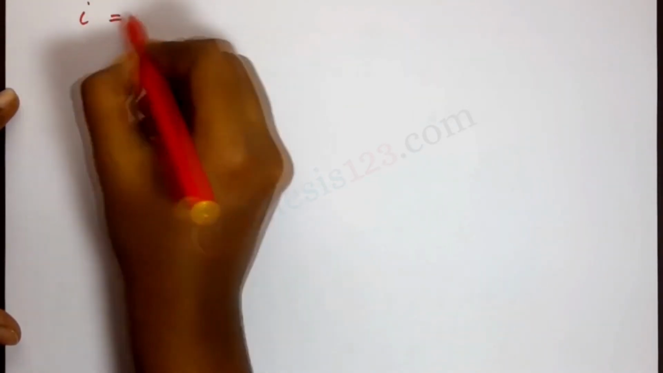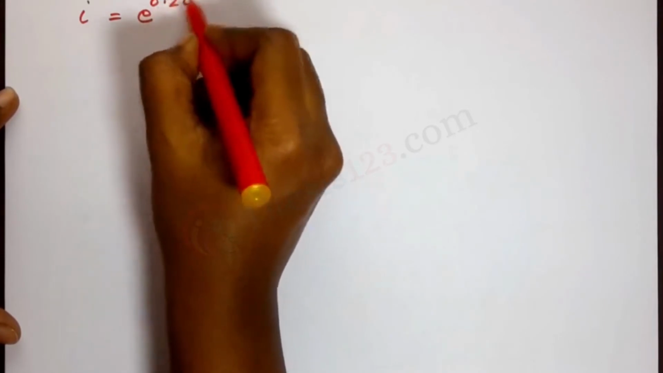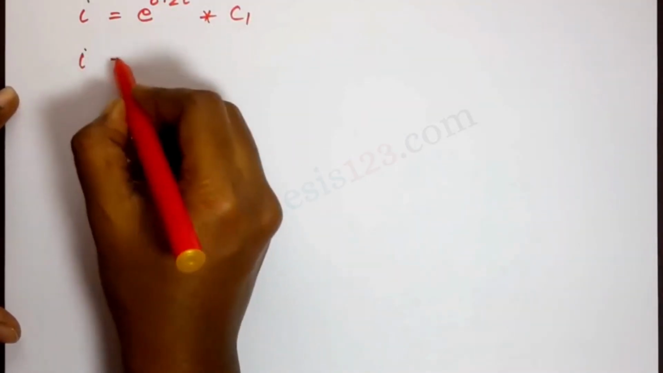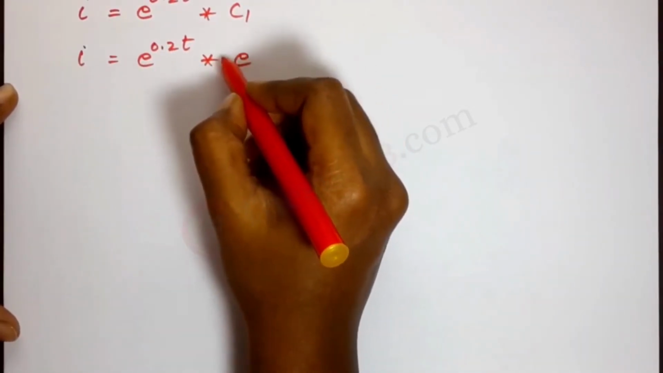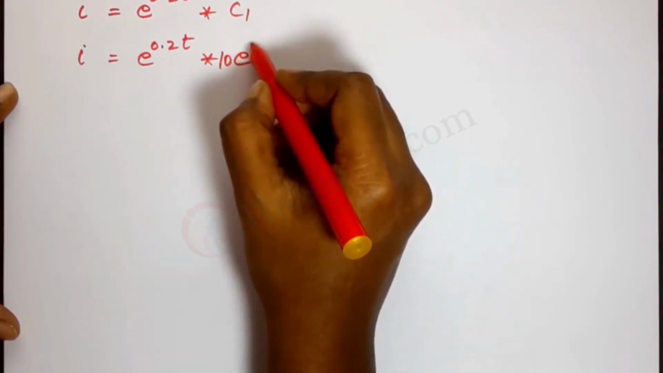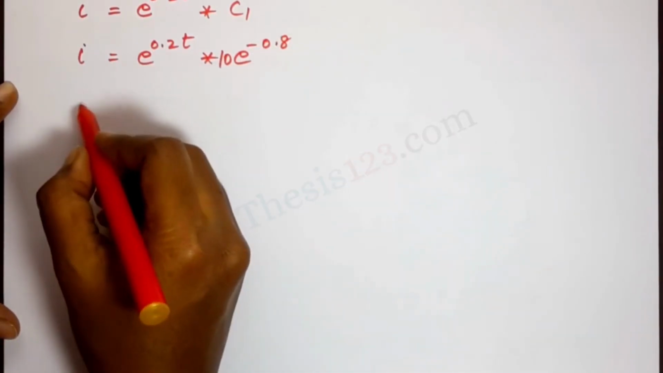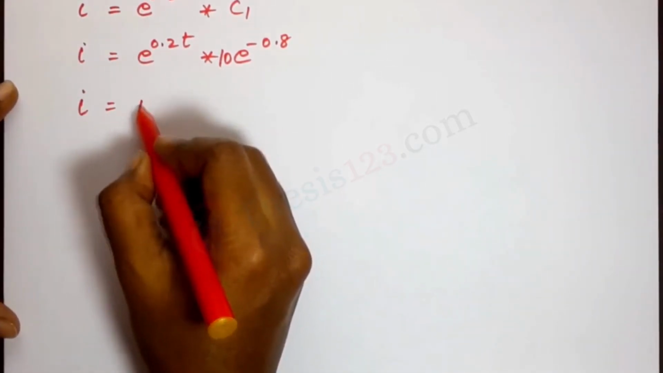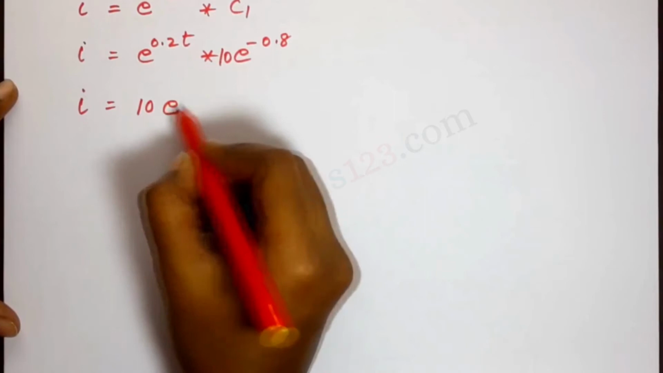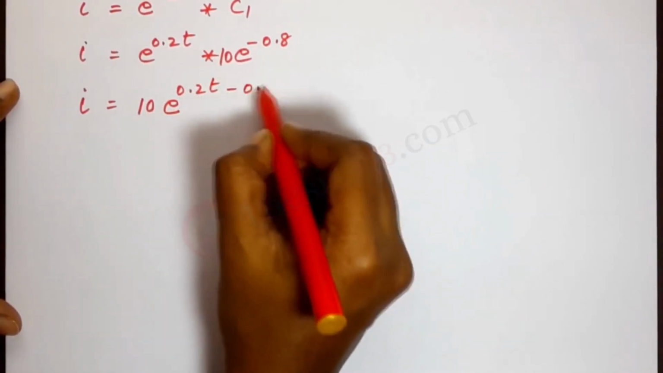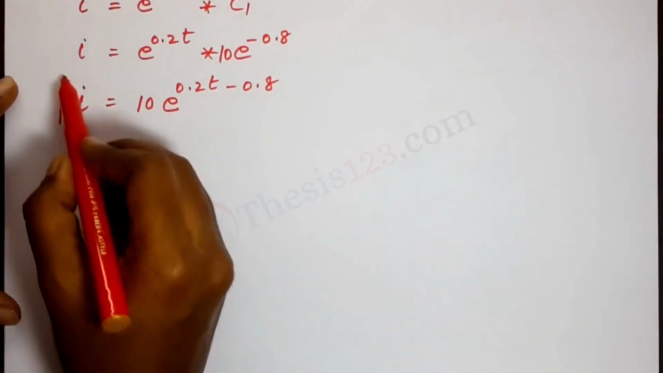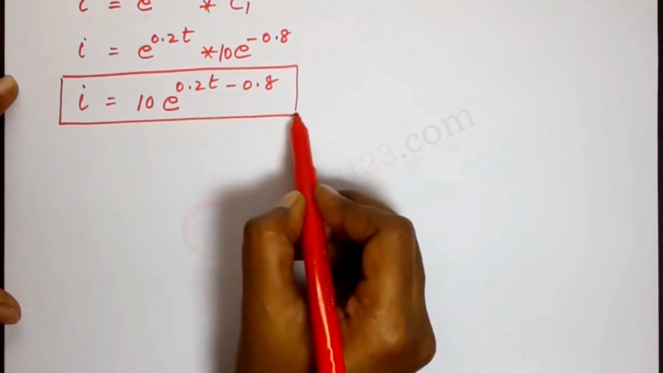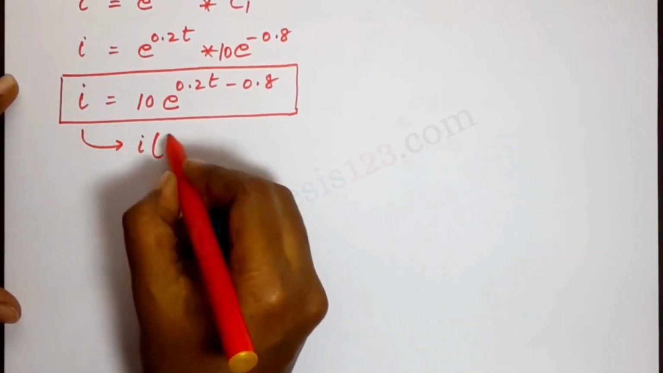Now equation 1 is I equals e to the power 0.2t into c1. Now substituting what we got for c1, 10 into e power minus 0.8. So simplifying this even further, we can write this as 10 into e power 0.2t minus 0.8, right? So this is our equation for I. This is I of t.